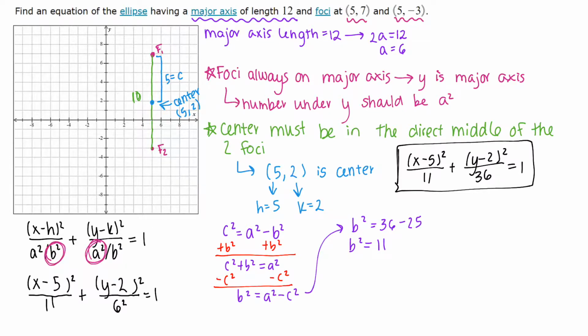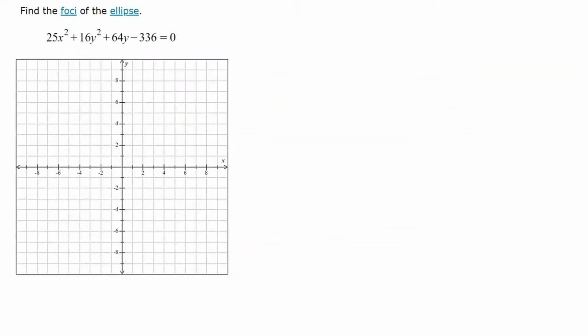So let's look at another problem. Find the foci of the ellipse, and we have 25x squared plus 16y squared plus 64y minus 336 is equal to 0.